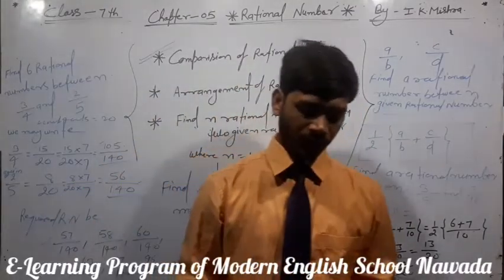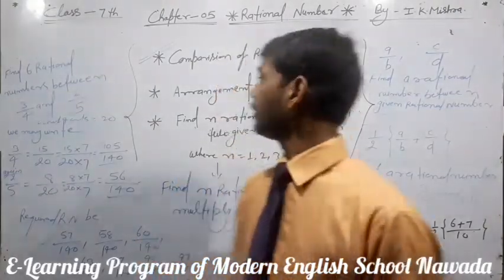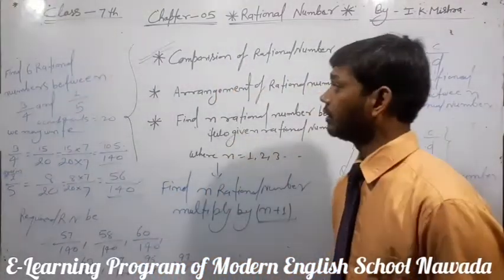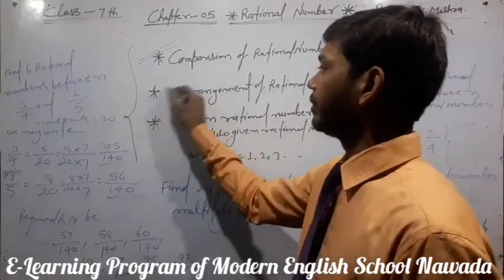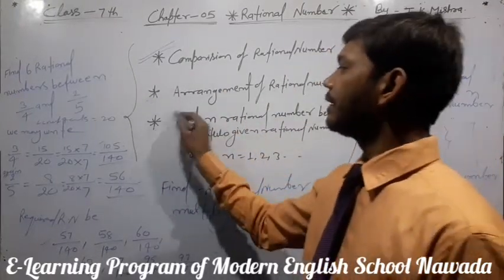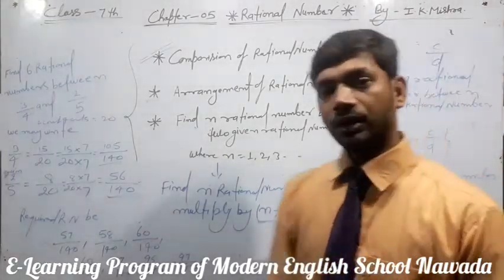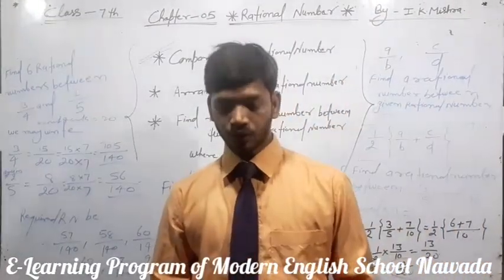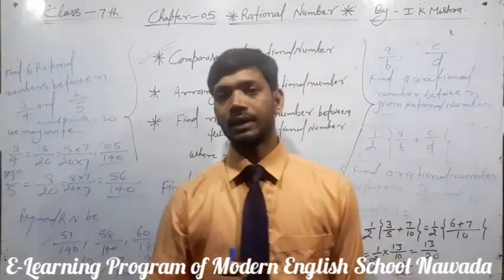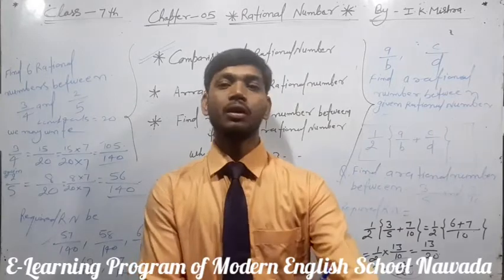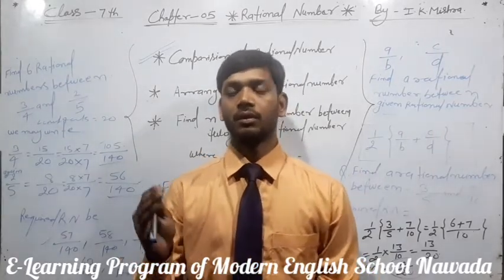Students, here I completed all these points in this video lecture: comparison of rational numbers, arrangement of rational numbers, and finding n rational numbers between two given rational numbers. After watching these videos completely, I think you can complete your exercise of the RS Agarwal book, exercise 5B.